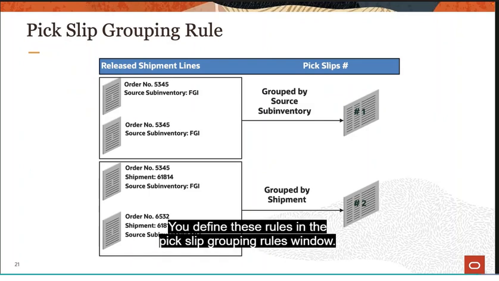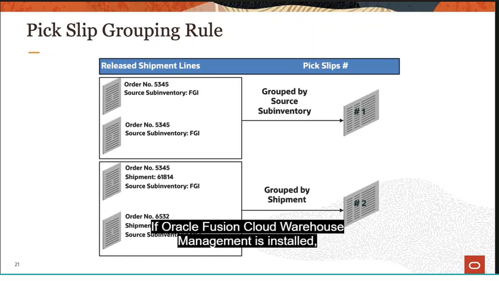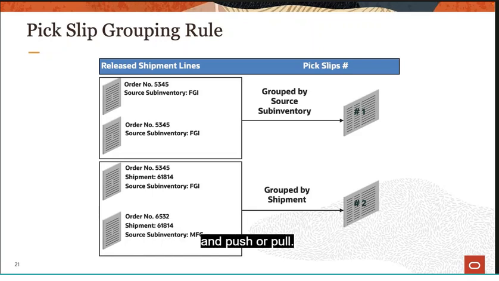You can group pick rules by attributes such as order number, customer, ship to location, carrier, trip stop, delivery, and shipping. You can also group by source or destination subinventory, source or destination locator, and by item or item revision. If you use projects, you can group by project and task as well. If Oracle Fusion Cloud Warehouse Management is installed, you also have additional grouping options. In that case, you can also group by job or schedule, department, and push or pull.